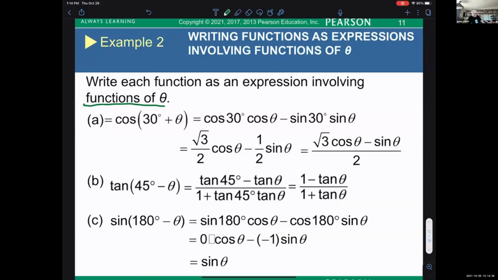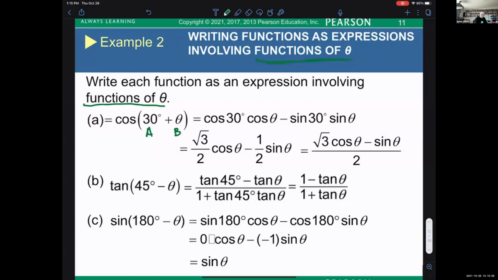And so in the case of 30 degrees plus theta, in the cosine, they went back to our cosine sum identity. Cosine of a plus b is cosine a cosine b minus sine a sine b. So using a as 30 degrees and b now as the theta, we're not going to be able to evaluate cosine or sine of theta because we don't know what theta is. But then when we have those, the expression contains functions of theta. So functions of theta will be like sine theta, cosine theta, something like that.